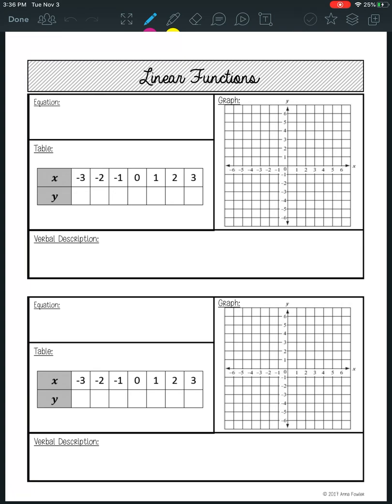Today's lesson is over linear and nonlinear functions. So what are we looking for in order to classify them into these different categories?